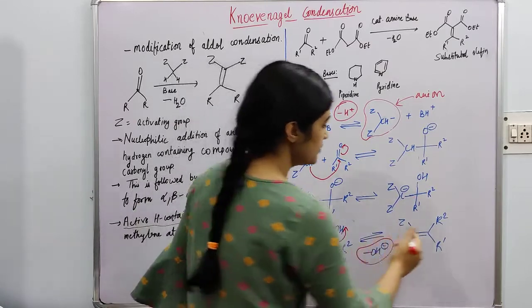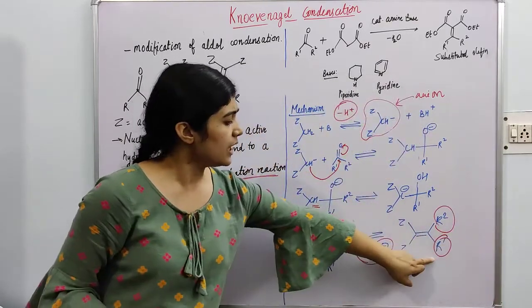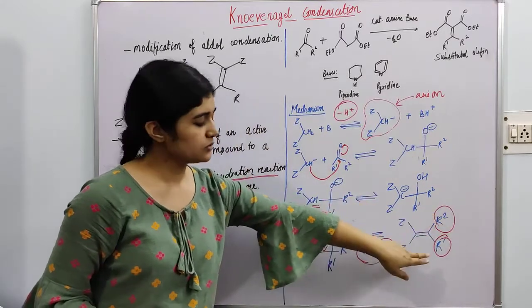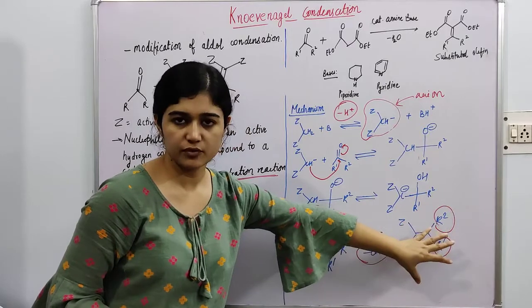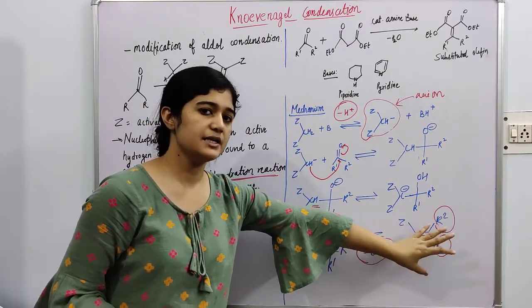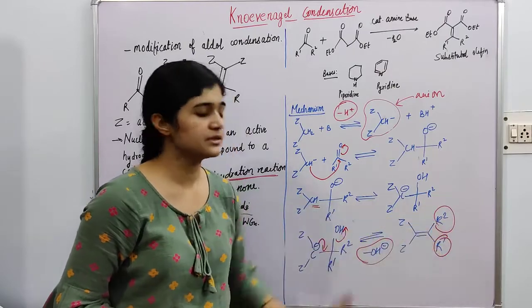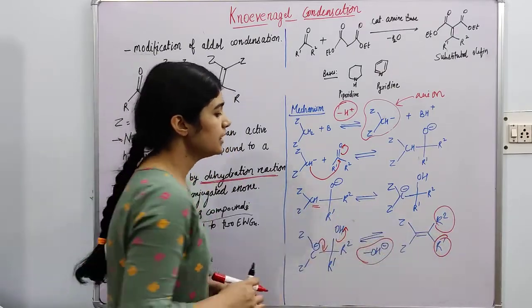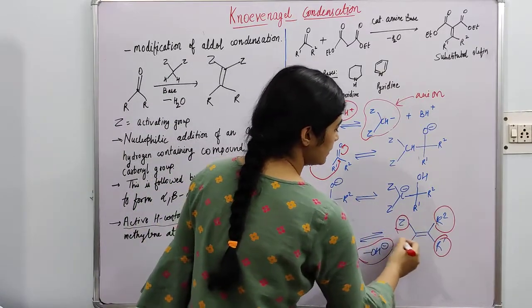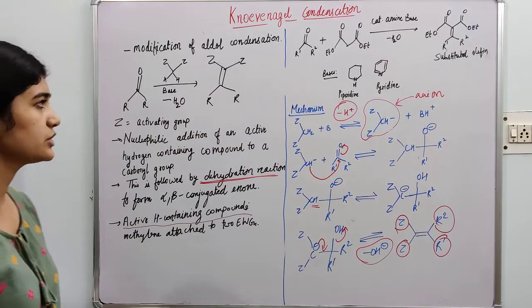Alright, this substitution, if you have a hydrogen, then on this side you will not have any substitution. If it's an aldehyde having one alkyl group, you will have one substitution. If it's a ketone, you will have two substitutions, and the electron withdrawing group will remain here. So this is Knoevenagel condensation reaction.